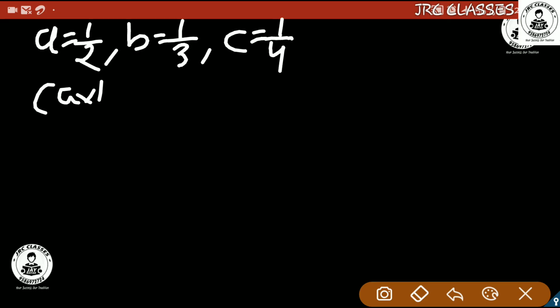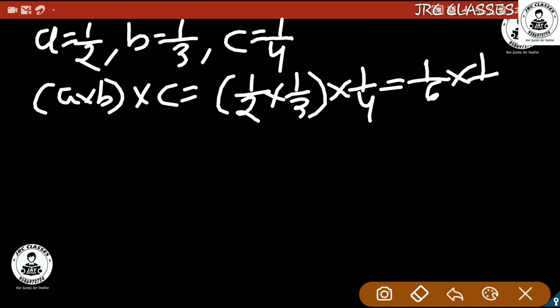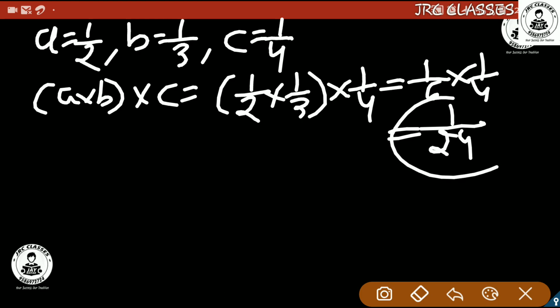A multiplied by B multiplied by C. What is it? Multiplication will be direct. 1 multiplied by 1 divided by 2 multiplied by 1 divided by 3 multiplied by 1 divided by 4. 1 1 is 1. 3 2s are 6. 6 into 1 divided by 4. So see, 1 1s are 1 and 6 4s are 24. Answer 1 divided by 24.